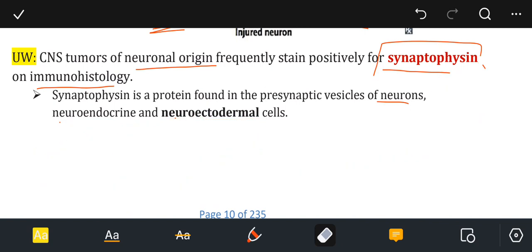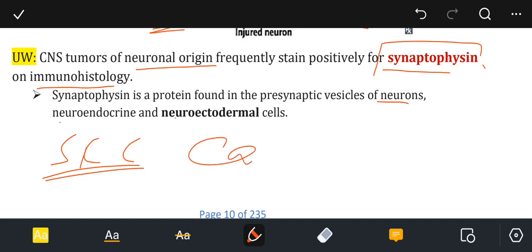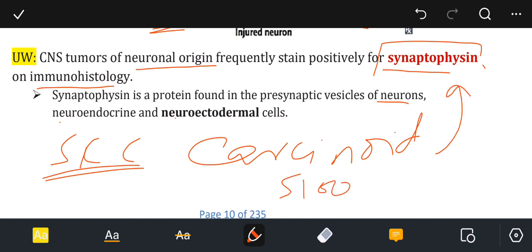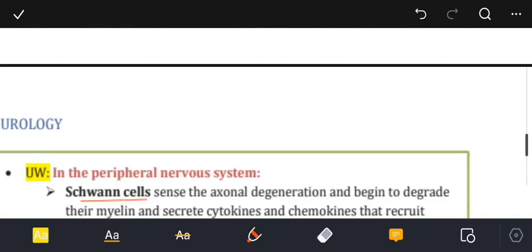So from here you must remember that if there is some neuroendocrine tumor or the APUD tumor, for example small cell carcinoma of the lung, or maybe if I am talking about the carcinoid tumor, both of these tumors are neuroendocrine tumors, so they will also stain positive for synaptophysin, as well as there is another tumor marker called S100 and stuff like that. So we'll talk about that later on when we talk about these individual tumors.